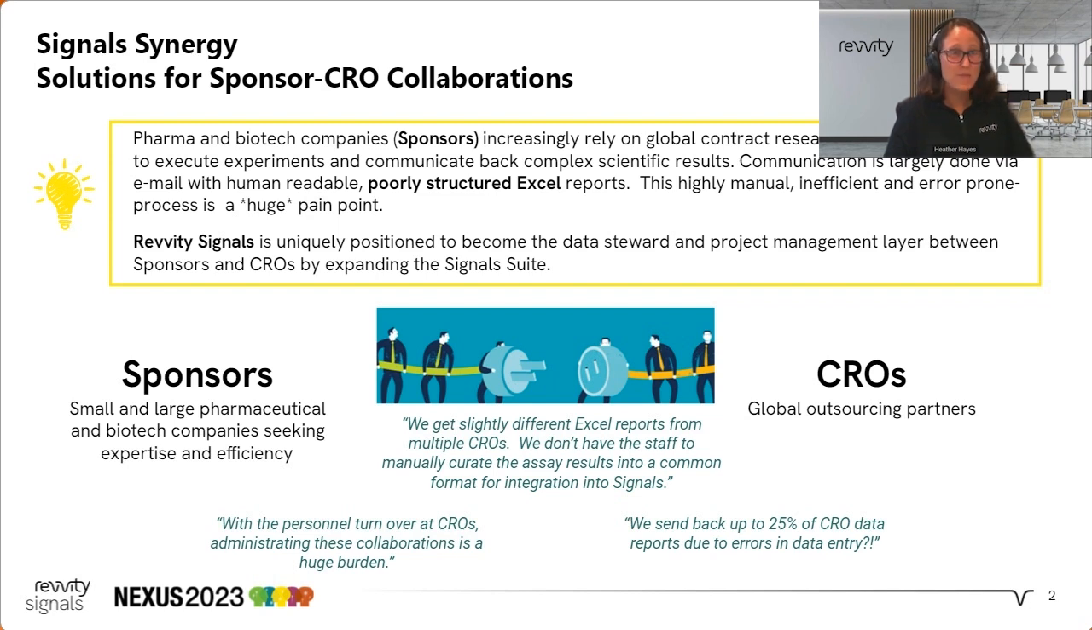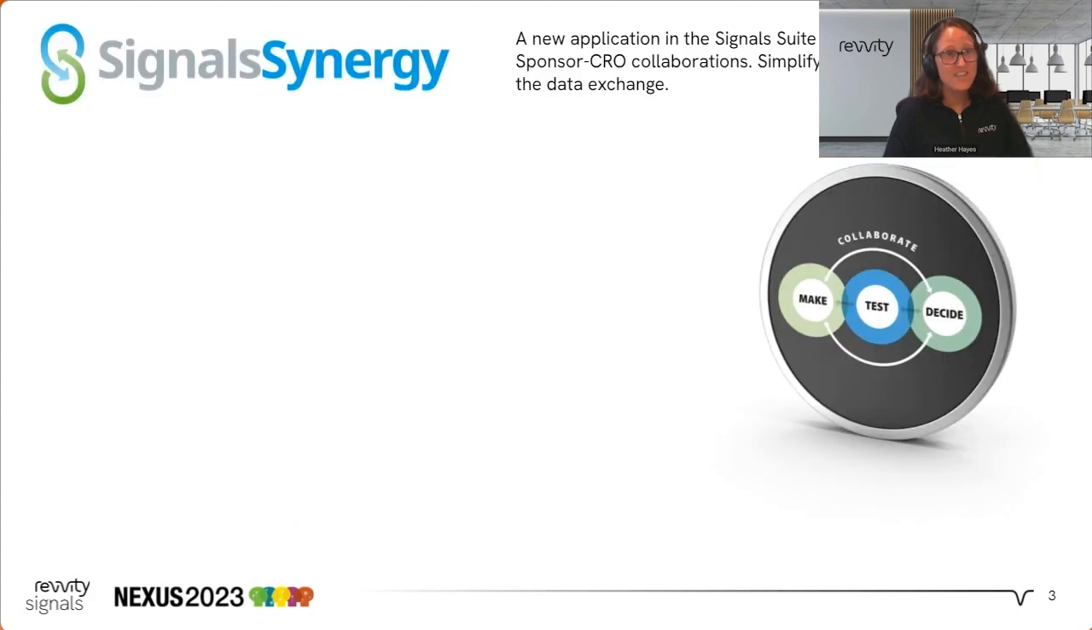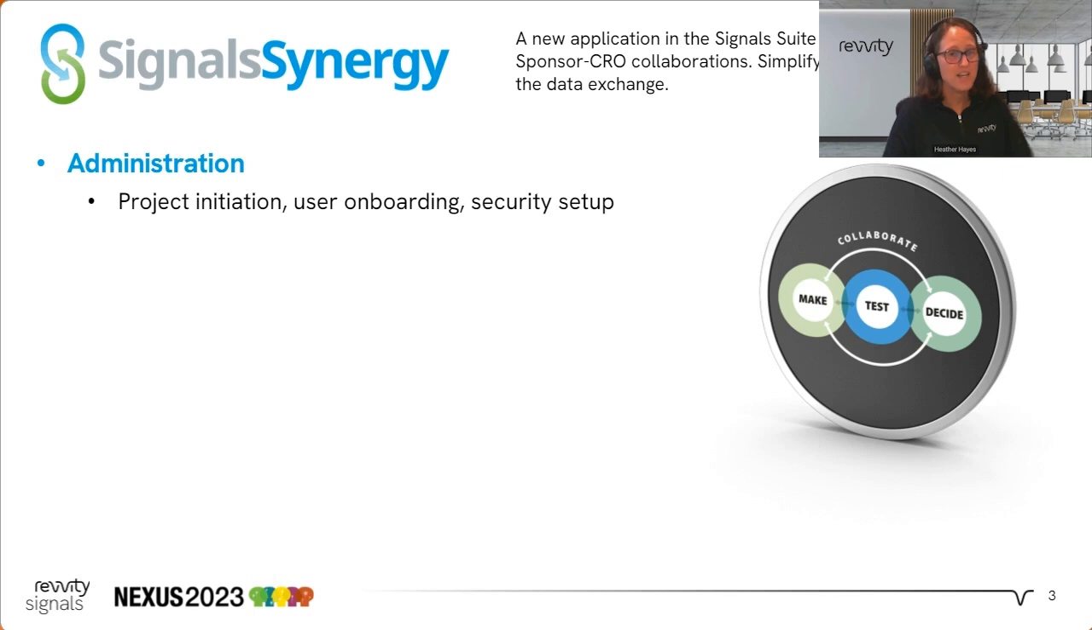However, the Revity Signals platform is really uniquely positioned to be the data steward and project management layer between you and your collaborators. And as a major initiative of 2023 and 2024, we are introducing a brand new product to just do that: Signal Synergy. Signal Synergy is built right on top of the powerful Signals platform that you already know. Its purpose is really to enable easier and more efficient sponsor-CRO collaborations. The goal is to address the very specific pain points that our customers experience when working with external collaborators.